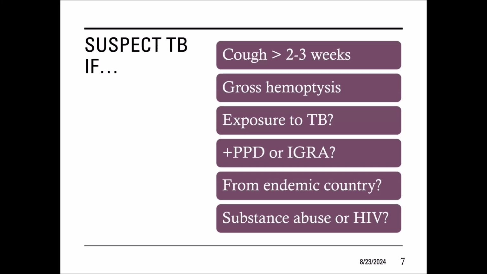You're going to be more suspicious of TB if they come from an endemic country. As you may know, some countries have 100 times the incidence of tuberculosis than the United States. So someone coming in from Asia with respiratory complaints and abnormalities on their lungs might be 100 times more likely to have tuberculosis than someone who was born and raised in Michigan. Also, you'd be more suspicious for TB if someone is a marginalized patient, a substance abuser, or HIV positive.